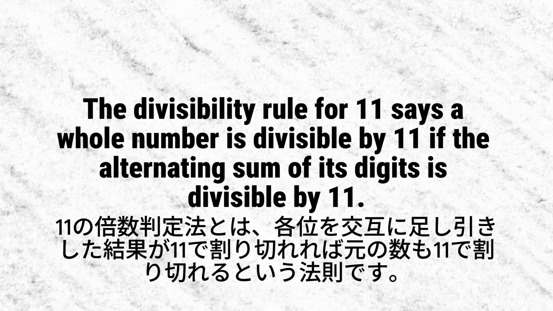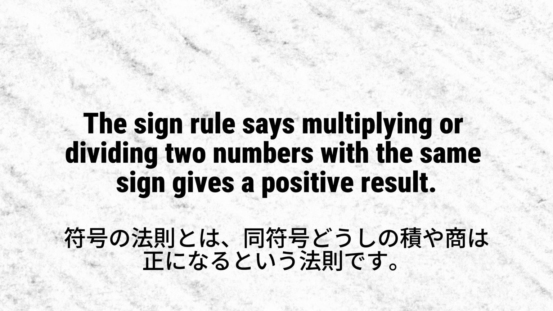The divisibility rule for 11 says a whole number is divisible by 11 if the alternating sum of its digits is divisible by 11. The sign rule says multiplying or dividing two numbers with the same sign gives a positive result.